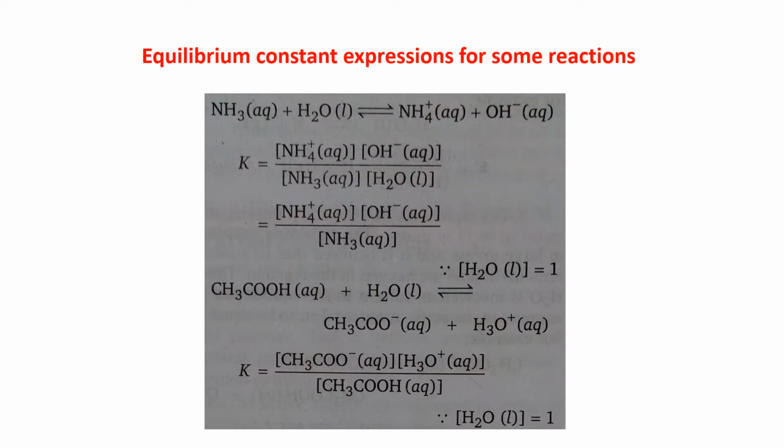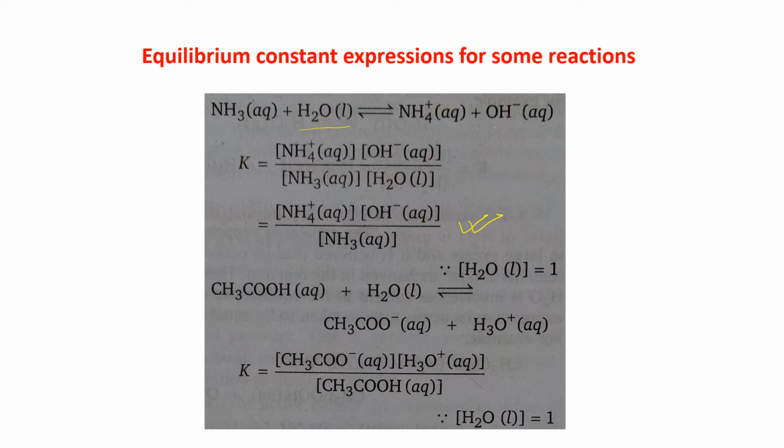One more reaction, NH3 aqueous plus H2O liquid. You can see here H2O is in liquid. So naturally its concentration will be 1. It's giving you NH4 plus aqueous and OH minus aqueous. So K will be NH4 plus aqueous and OH minus aqueous divided by NH3 aqueous and H2O liquid. And H2O liquid is 1. So its K is given by this expression.